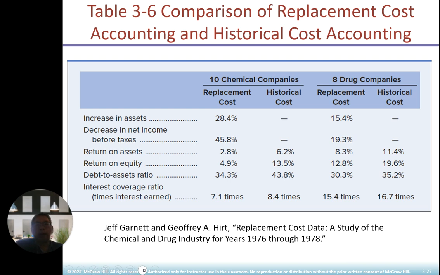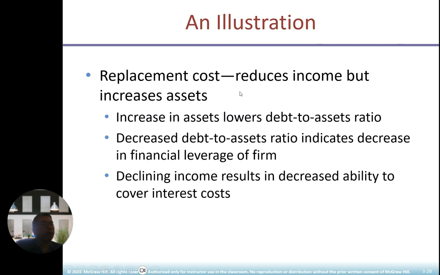Okay. Look at the next illustration. Replacement cost reduces income but increases asset. With the increase in asset, it lowers the debt to asset ratio. It decreases the debt to asset ratio because of the financial leverage of the firms. And then declining income results in a decreased ability to cover interest costs.